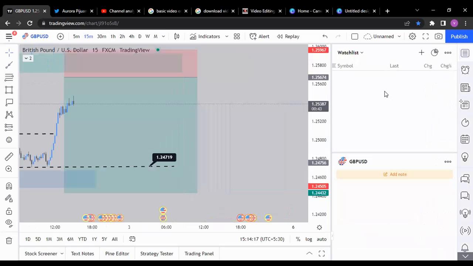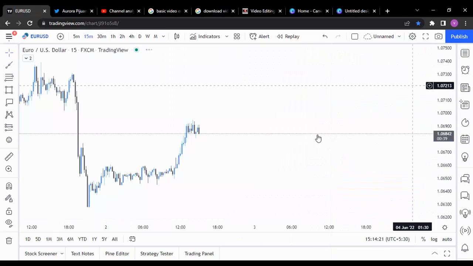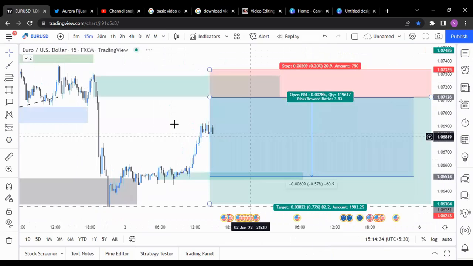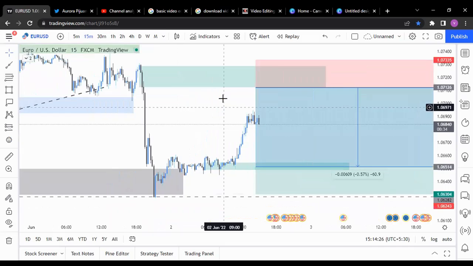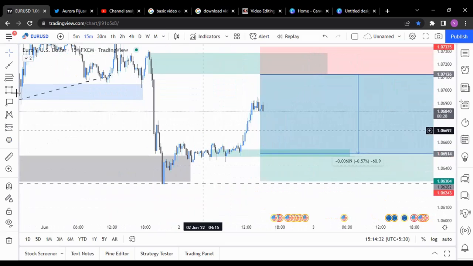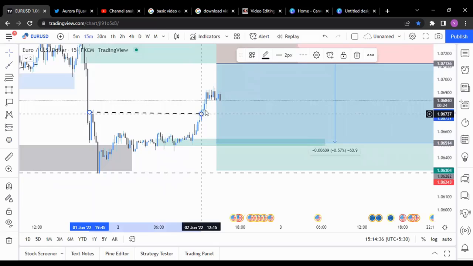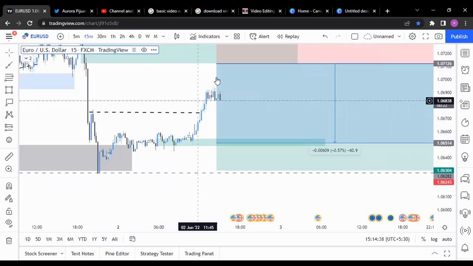We have a similar projection on EURUSD. As you can see, we have our projection here. The price climbed up here, it dropped down to the center. We saw the price gaining strength around this area. We saw the price break structure here, all right, and we saw it continue bullish.